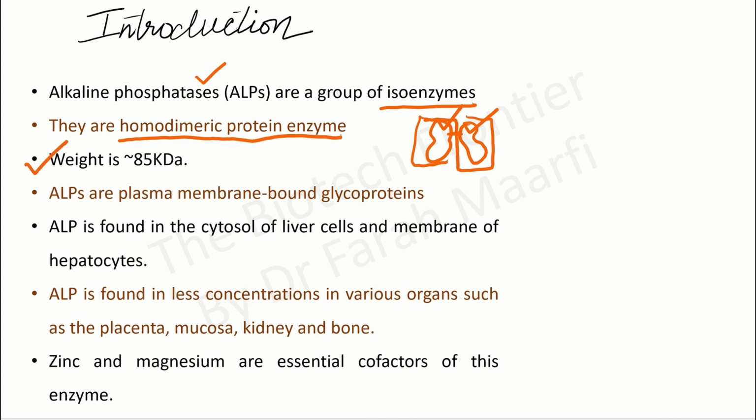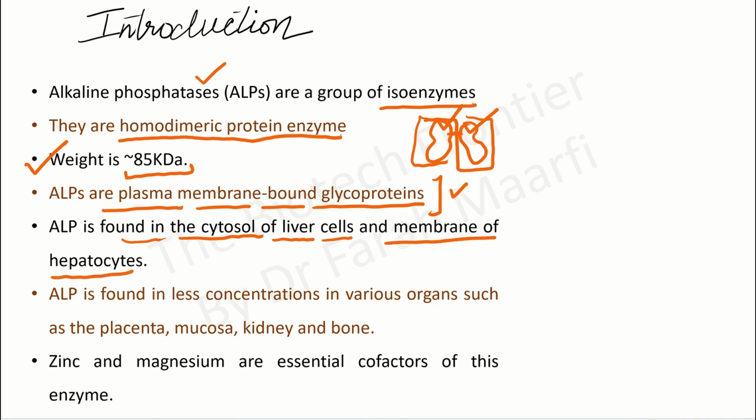The weight of ALP is approximately 85 kilodalton, and ALP is a plasma membrane bound glycoprotein. Means it carries a side chain of carbohydrates. ALP is found in the cytosol of liver cells and membrane of hepatocytes, and in lesser concentration it is also present in placenta, mucosa, kidney and bone. So these are the locations where you can find the ALP enzyme. Zinc and magnesium are the essential cofactors for the activity of ALP.